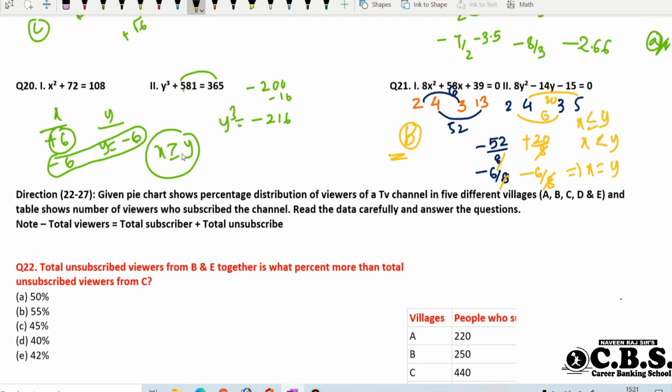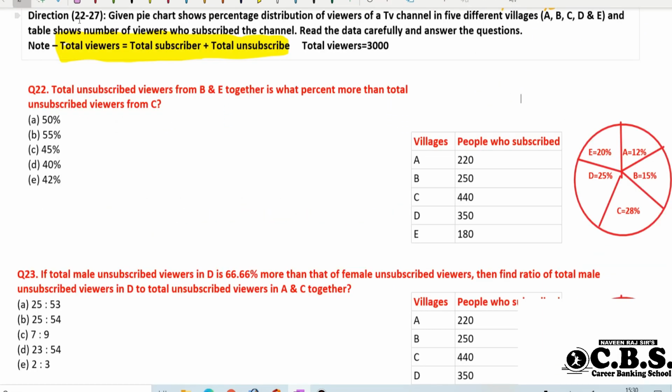Let us discuss the next questions, 22 to 27. All these questions are completely interrelated, with a pie chart and a data table. Two different diagrams are given in the question. First of all, the pie chart is the major part. The pie chart shows the percentage distribution of viewers of a TV channel in 5 different villages, namely A, B, C, D and E. And the table shows the number of viewers who subscribe to the channel.